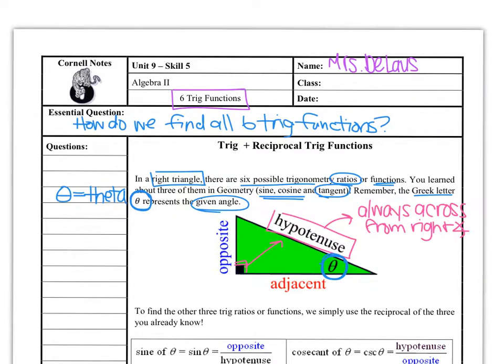Based off of that, opposite of it is over here. So opposite is across from the given angle. And then adjacent, the last and final one, is next to. That's what adjacent means. It means next to the given angle.